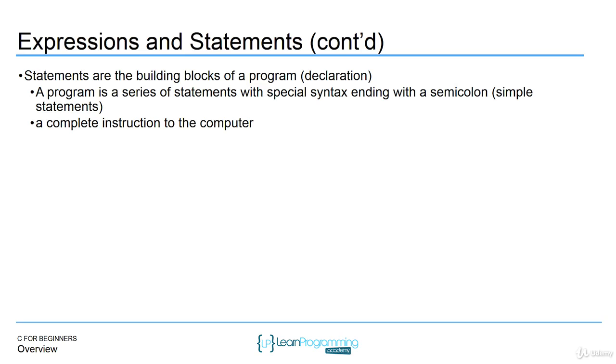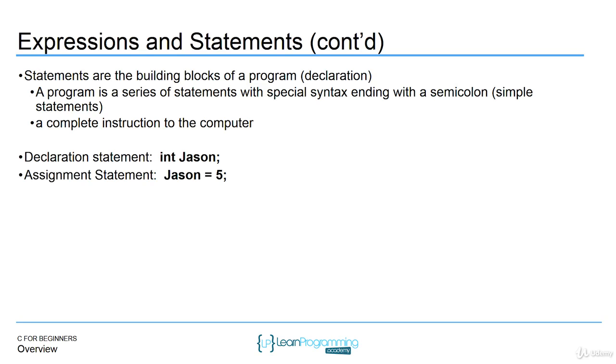But a statement is essentially an instruction to the computer. So a declaration statement is a data type followed by a variable name, and then a semicolon. That's an example. An assignment statement, Jason equals 5. It uses the assignment operator. It's not an expression. It's just Jason equals 5. A function call statement, where you call a function, printf. That's the one function we know. And we call it, Jason, pass it.